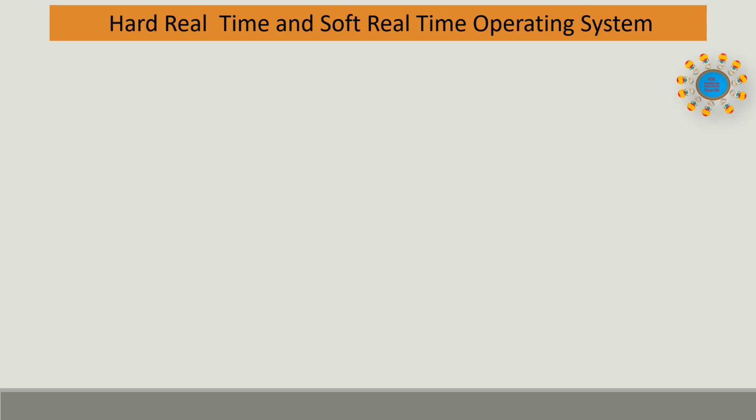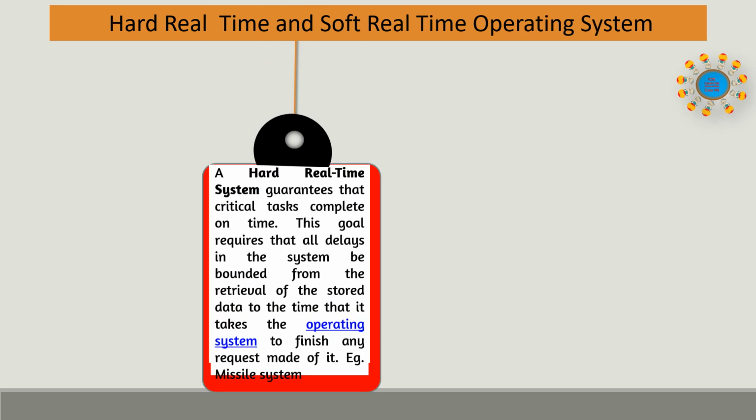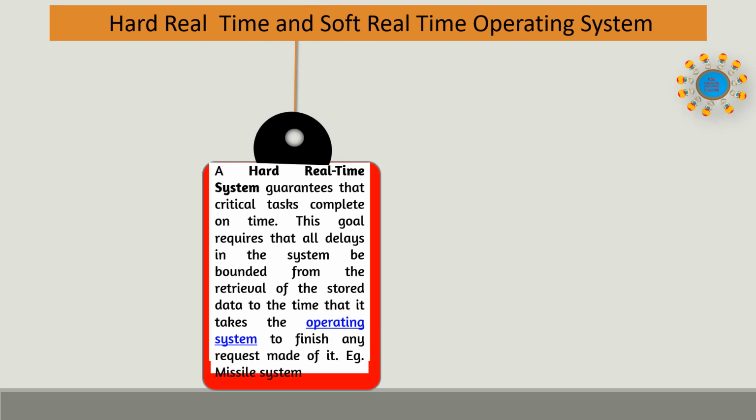And the real-time operating system is also divided into two: hard real-time and soft real-time. So we can see what is the difference between hard real-time and soft real-time. The hard real-time system guarantees that critical tasks complete on time. That means not even a delay of a tenth of a second. As soon as it comes, we have to complete that.